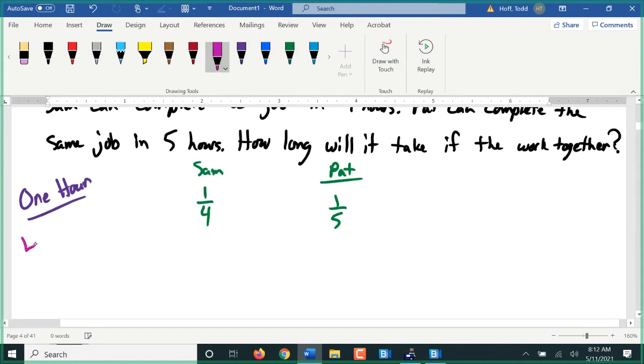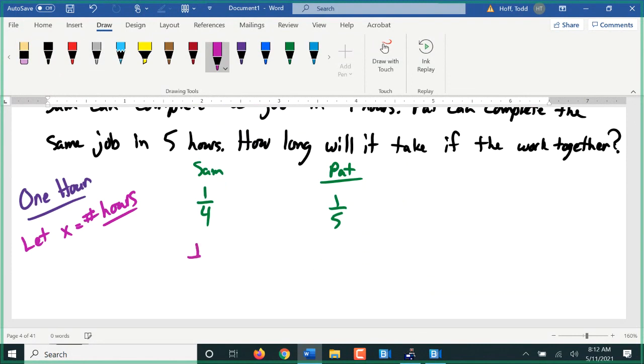So if we let x equal the number of hours that it takes to finish the job, Sam will do 1/4 of the job times however many hours they work. Pat will do 1/5 of the job times however many hours they work. And they want the result to be one whole job. So just one.